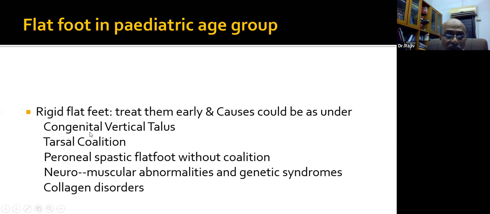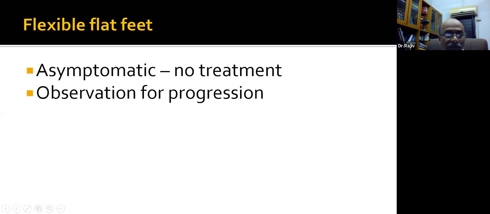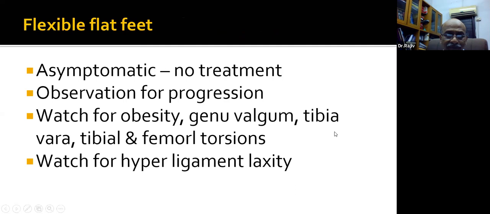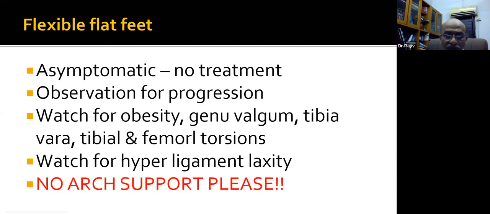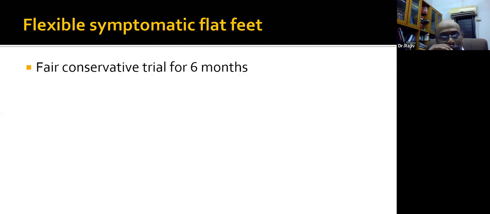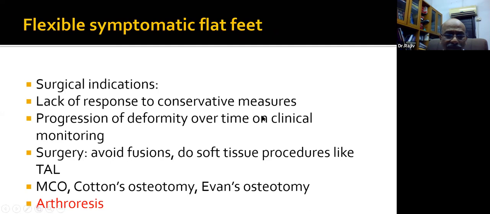The causes could be congenital vertical talus, tarsal coalition, peroneal spastic flat foot, some neuromuscular abnormality, and collagen disorders. Flexible flat foot, if it is asymptomatic, no treatment, treatment of parents. Watch for obesity, watch for hyperlaxity, no arch support for flexible. Flexible symptomatic flat foot, you give a trial, okay.